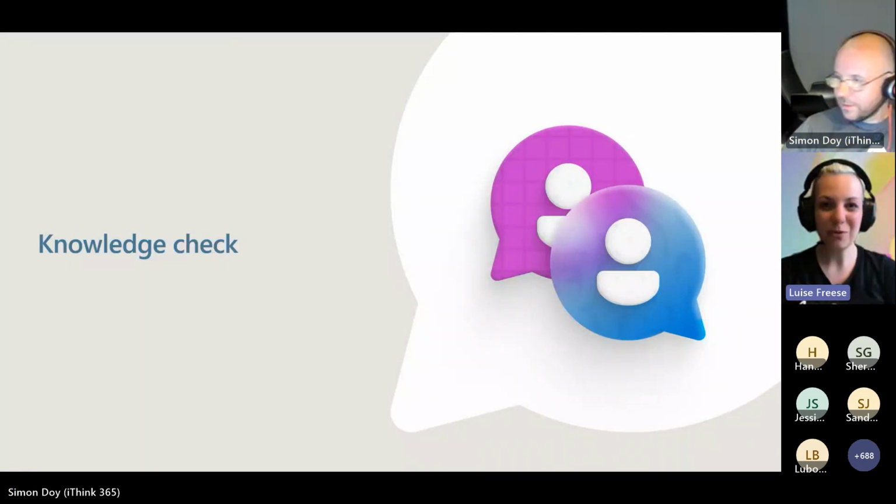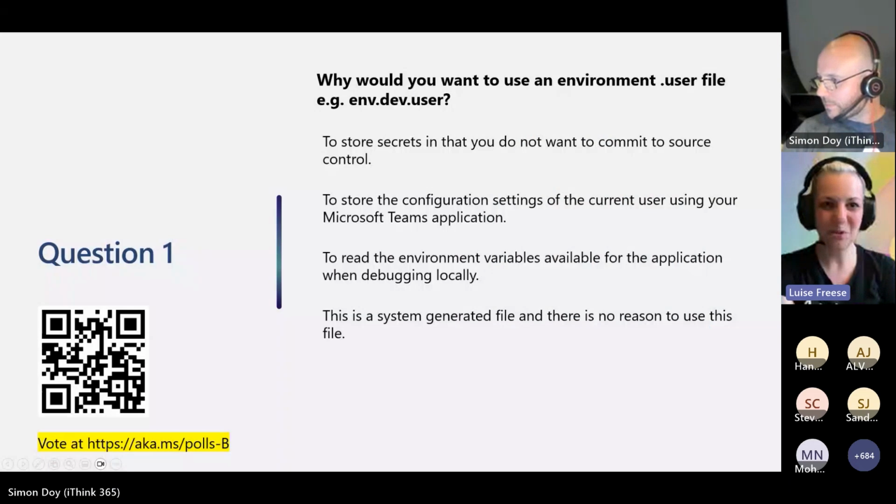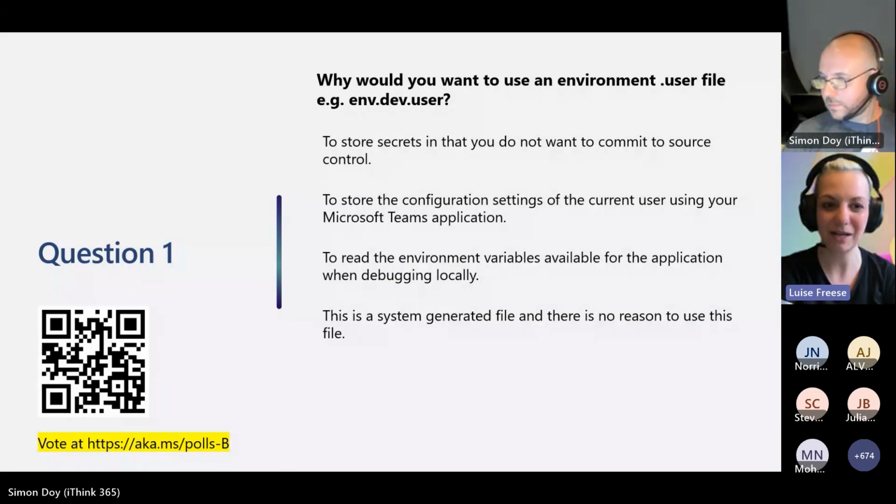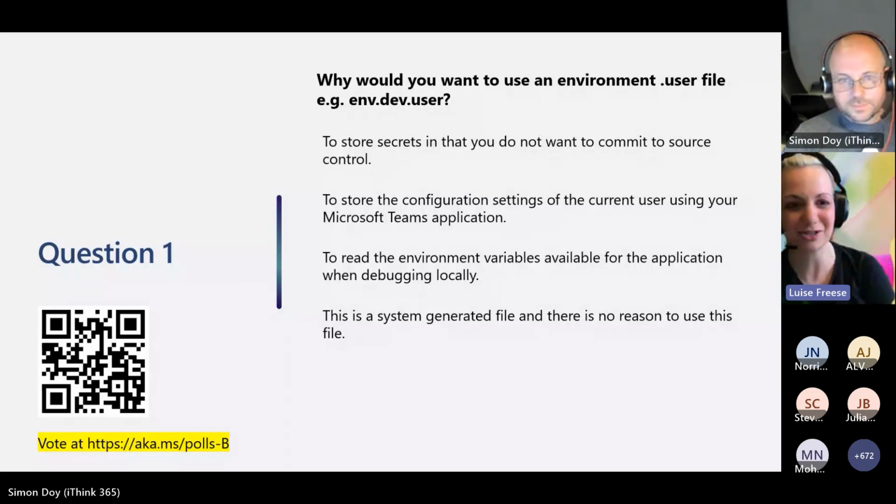I want to do a quick knowledge check with people. So can you display our questions? So I want to know why would you want to use an environment .user file, e.g. in env.dev.user: to store secrets that you do not want to commit to source control; to store the configuration settings of the user using your Microsoft Teams applications; to read the environment variables available for the application when debugging locally; or, yes, this is a system generated file, so there is no reason to use this file.